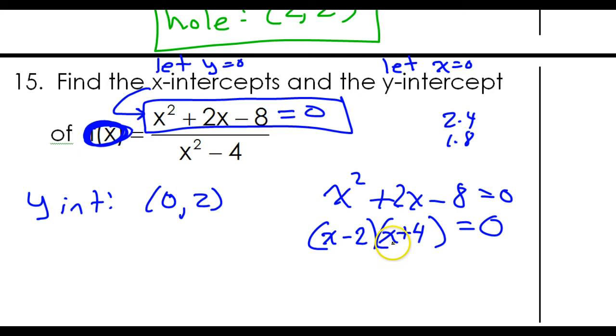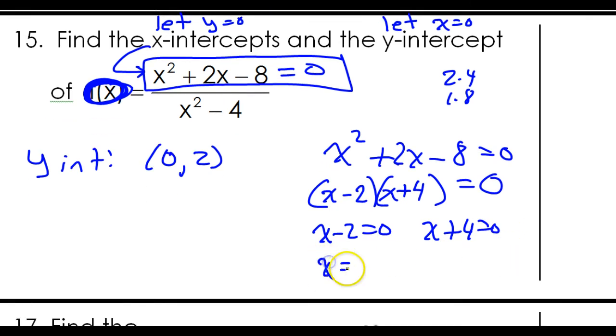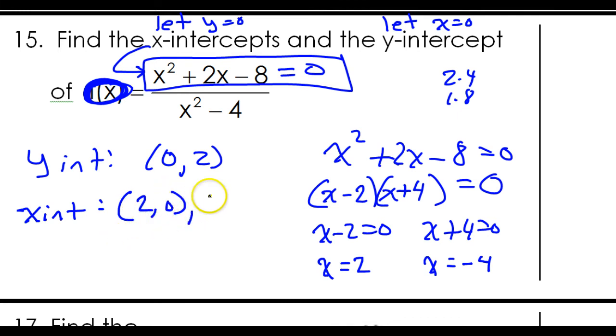If I set these two equal to 0, x minus 2 equals 0, x plus 4 equals 0, then that's going to give me x equals 2 and x equals -4. So this will lead to my x-intercepts. My x-intercepts, apparently there are 2 of them, and they are 2, 0 and -4, 0.